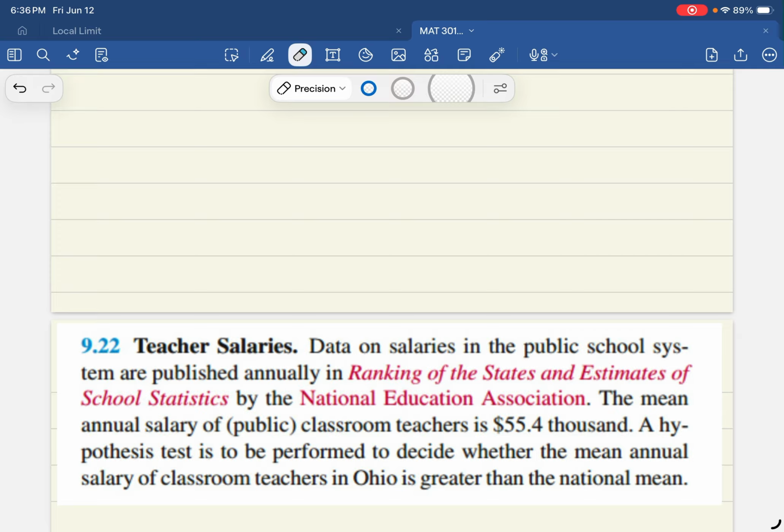So we're looking at data on the salaries of public school classroom teachers, and we're told that the mean annual salary of public classroom teachers is $55,400. Now, this is based on data from the ranking of the states and estimates of school statistics by the National Education Association. In this example, we're going to focus on the state of Ohio. And we're going to conduct a hypothesis test in order to determine if the mean annual salary of classroom teachers in Ohio is greater than the national mean.